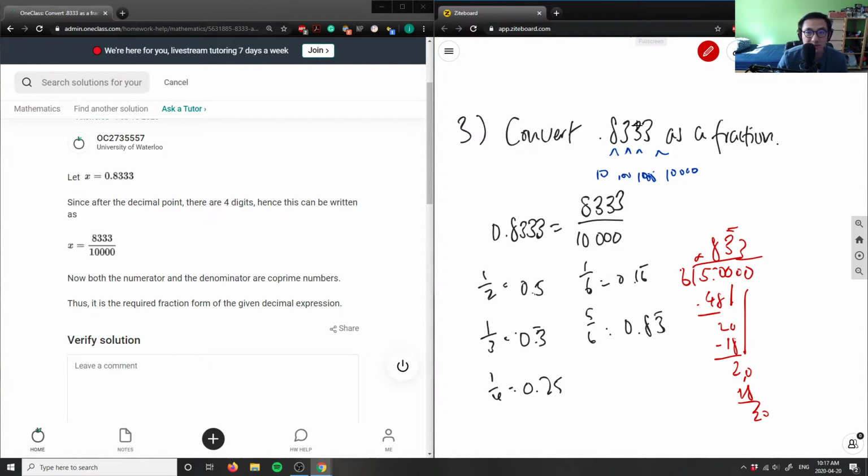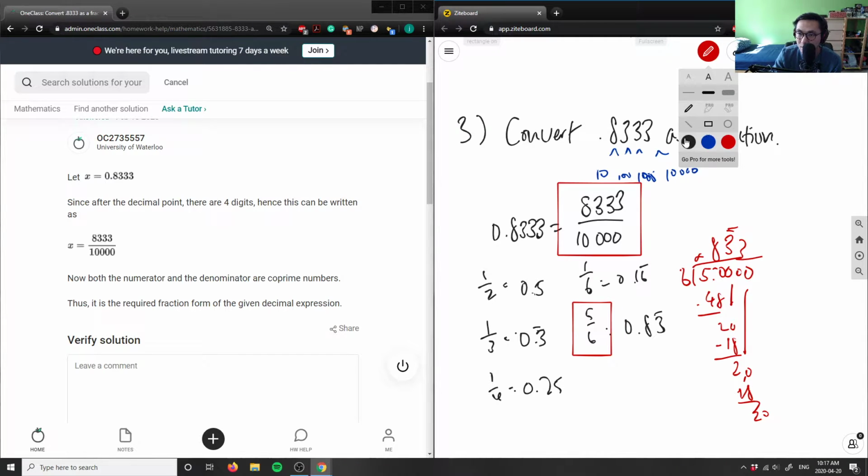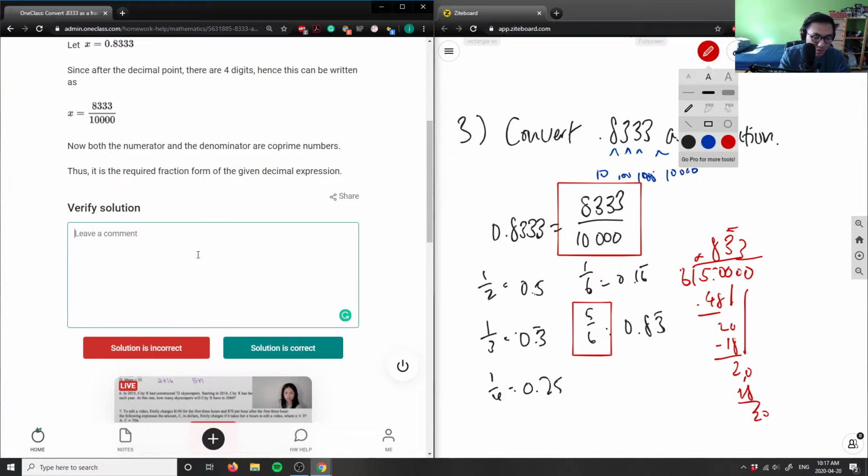But again, because I don't have 0.83 bar as my decimal, I can safely say that this fraction is my correct answer. But if this 3 repeated forever, then 5/6 would be my correct answer for the solution. So this here, I'm going to say great solution and analysis.